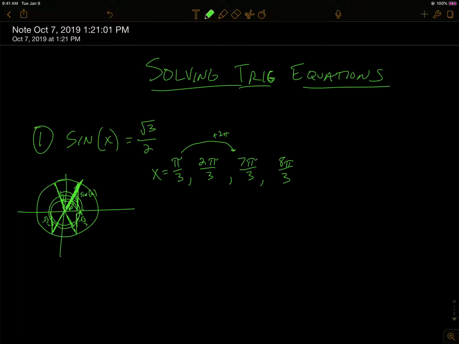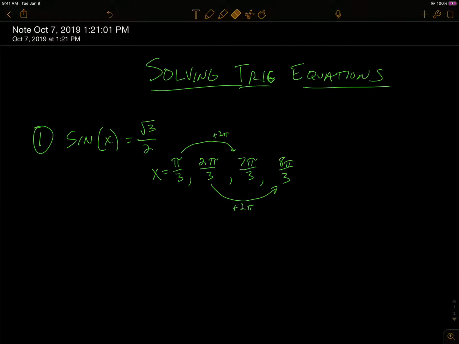I could do the same thing with 2 pi over 3. If I add a full rotation of 2 pi, I'm back here again, and that's how I get the 8 pi over 3. And I can just keep doing this. It can go on and on and on. So the answers are infinite.